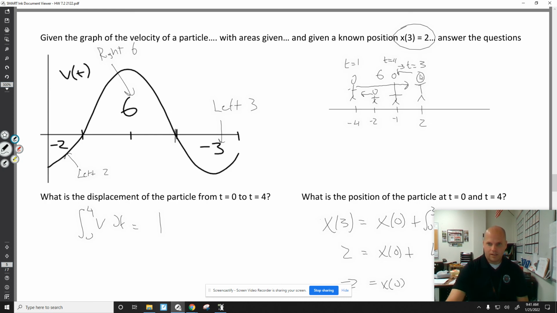Yep. I started here. I had to move right 6 to get there. I had to move left 2 to get there. Compared to t equals 3, t equals 0 is left 4. That's my displacement between t equals 3 and t equals 0. This is t equals 0.